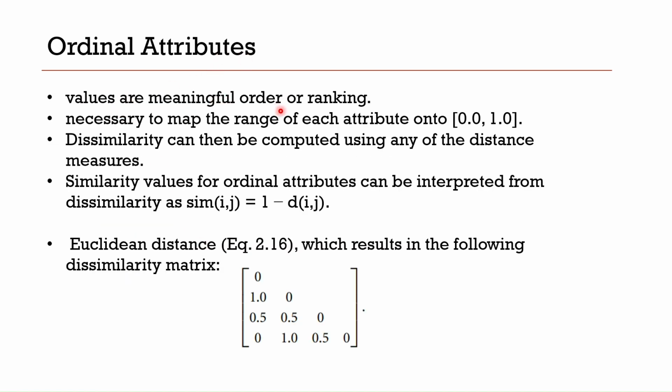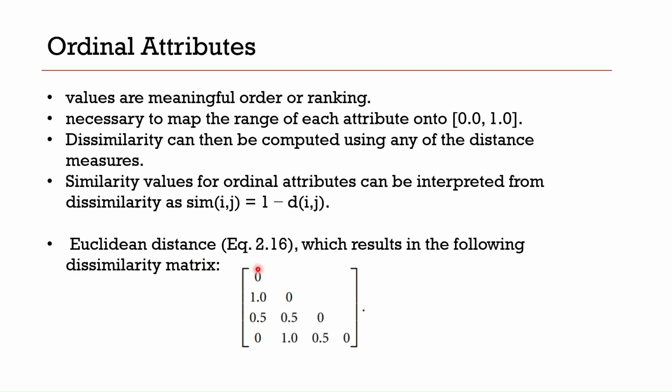Now, the ordinal attributes. The values have a meaningful order or ranking. It can be a grading system or an income system by which we can order the list of the data. It is necessary to map the range of each attribute onto 0.0 to 1.0. Dissimilarity can then be computed using any of the distance measures. Similarity values of ordinal attributes can be interpreted from dissimilarity, where we know the formula 1 minus dissimilarity is the similarity, and using Euclidean distance results in a symmetric matrix.